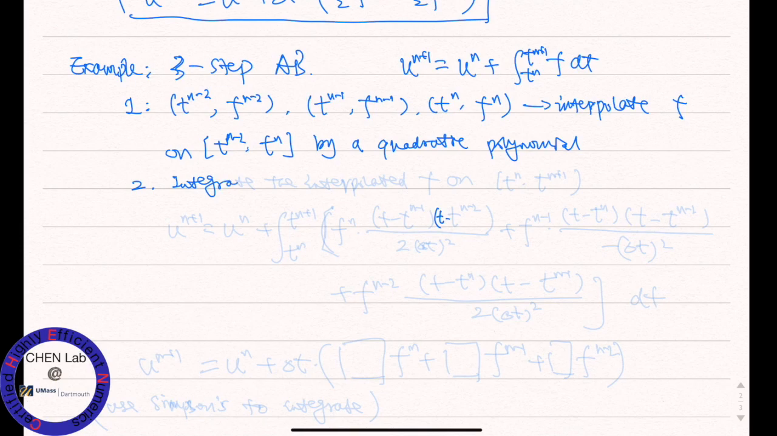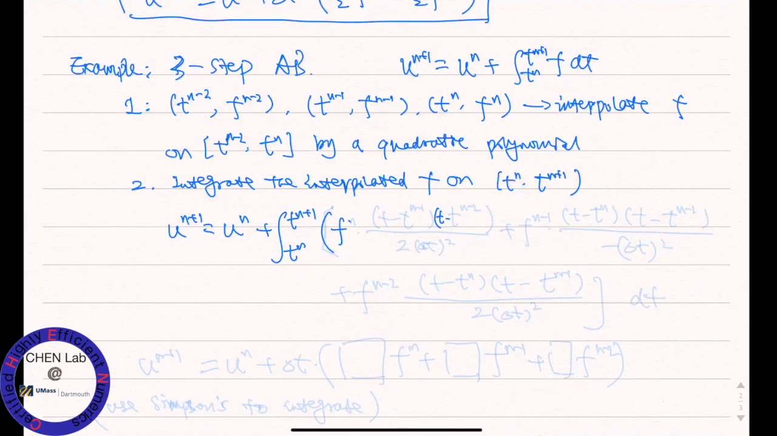You integrate the interpolated f on the new interval, from Tn to Tn plus 1. Which, if we were to write it down, is u n plus 1 equals u n plus the integral from Tn to Tn plus 1 of a quadratic interpolation, which we can write down because we can use the Lagrange form, right?